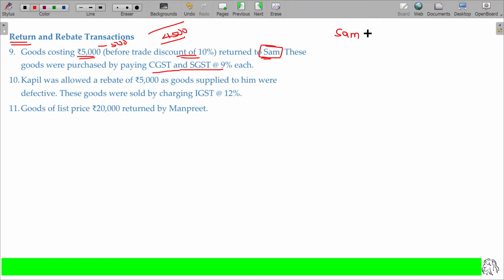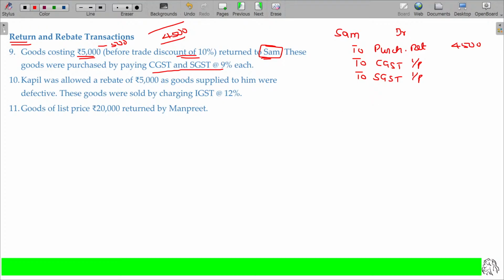Sam account debit to purchase return, the value being 4,500 along with the CGST, SGST payable to that, I am going to reduce payment to Sam. To CGST input, this is reversal of input CGST, it's not output, reversal of input CGST, to SGST input.